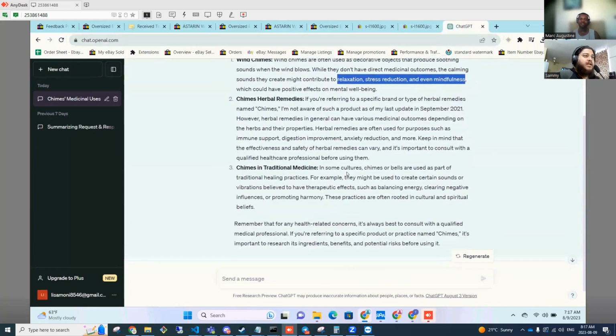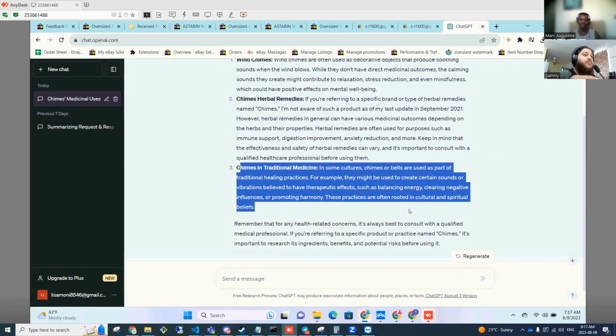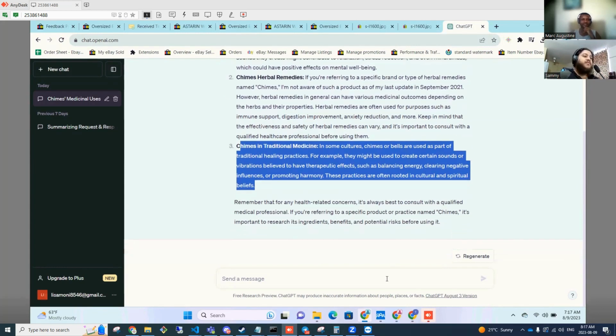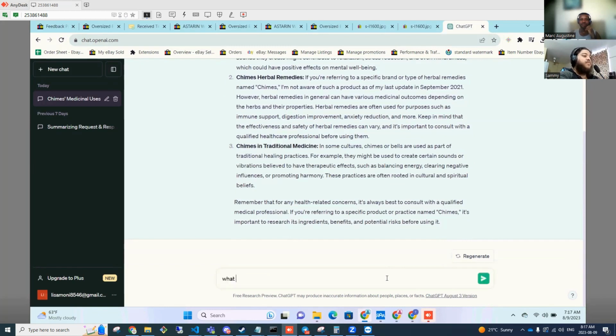So this is how you make a product worth more, and that is what Ecom Sniper is doing. It's not just retitling it. It's trying to find the hidden value behind the items. Let me see if I can find a stronger one. What is a strong medicinal property that chimes have?